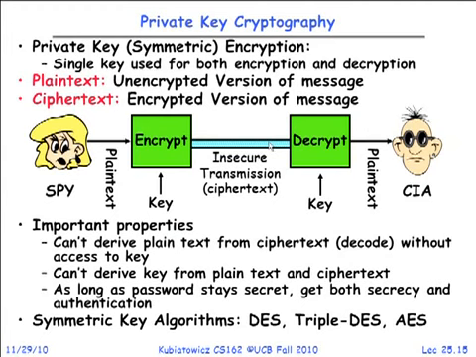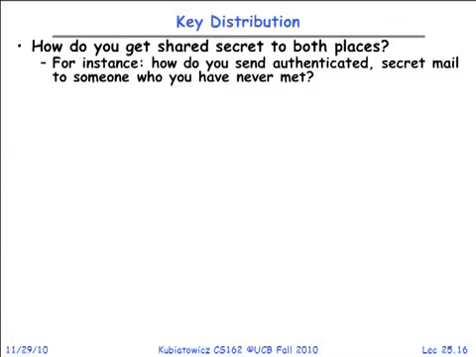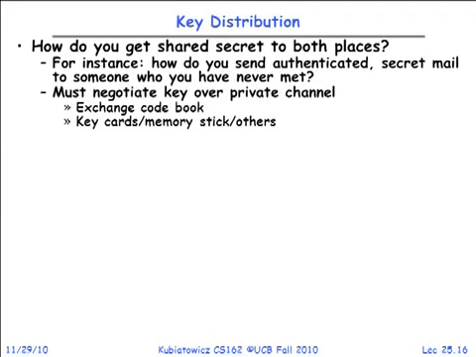Okay. So let's talk about how you get the key to both sides. Well, for instance, suppose you want to send authenticated secret mail to somebody you've never met. Now, you might ask why you'd want to do that, but perhaps Alice and Bob have never met, but she knows that Bob is there and she's got to make sure that he gets the information. Somehow we've got to get the key to the other side. You could think of this as a private channel, and how might you do this?